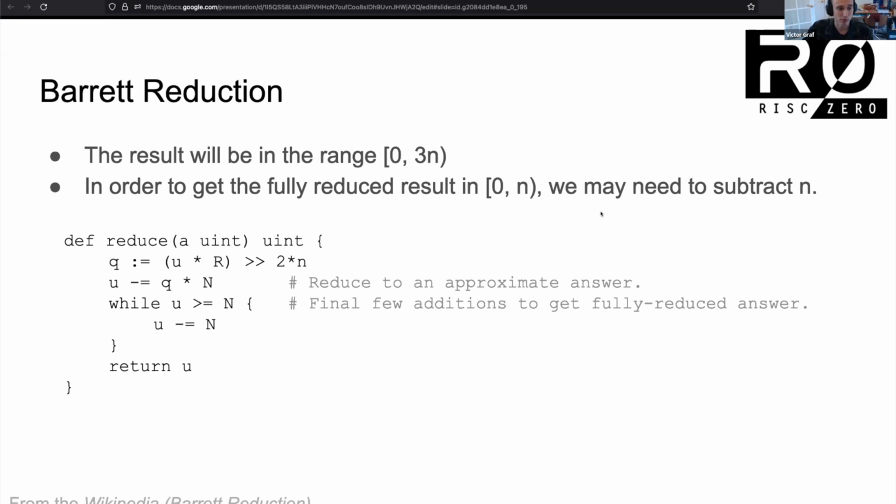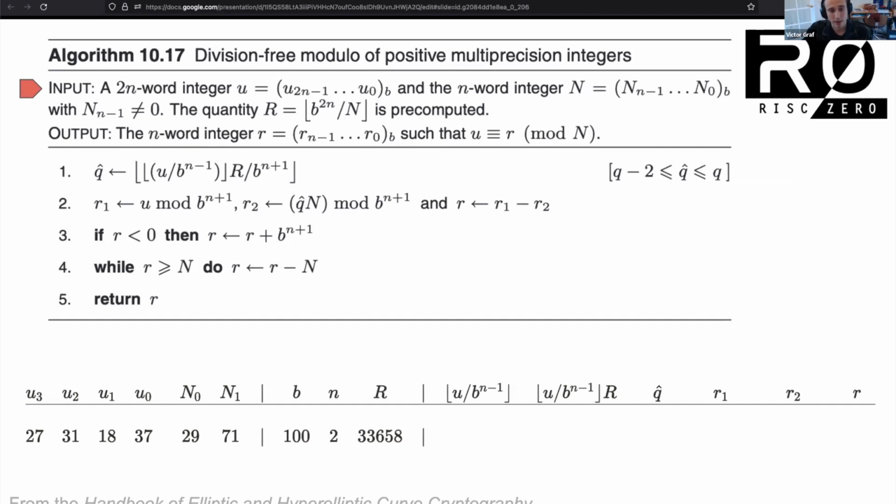So let's walk through the real algorithm. In this algorithm, there is some pre-computation. The value that you need to pre-compute is this R value, the multiplication number that you multiply the input with before you do the right shifting, in order to make sure that the combined operation of multiplication plus right shift is approximately a division by the modulus.